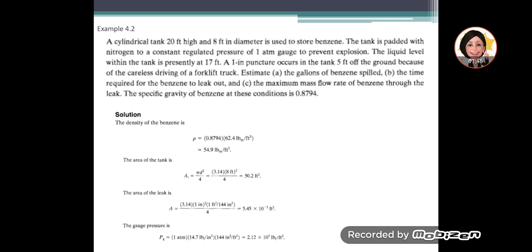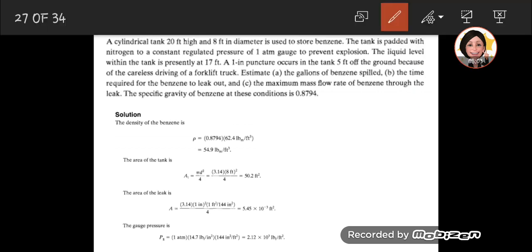Okay, let's look into example 4.2. So here, a cylindrical tank 20 feet high and 8 feet in diameter is used to store benzene. The tank is padded with nitrogen to a constant regulated pressure of 1 atm gauge. So this is the pressure that is being kept. And then the liquid level within the tank is at 17 feet.